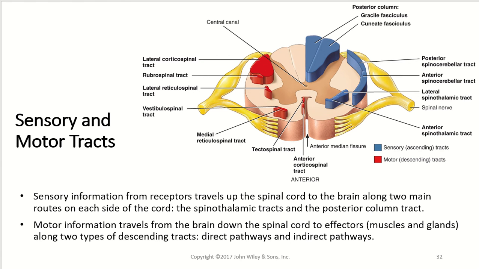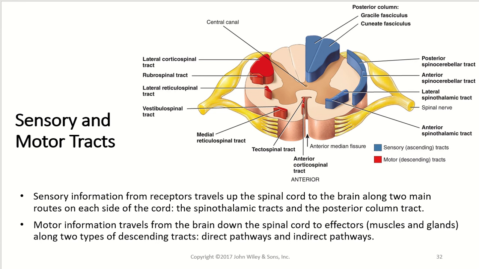So as far as the sensory and motor tracts, we're really not going to get too much into this. Just need to know that the sensory information from receptors is going to travel up the spine to the brain along two main routes on each side of the cord. We have the spinothalamic tracts and the posterior column tracts.